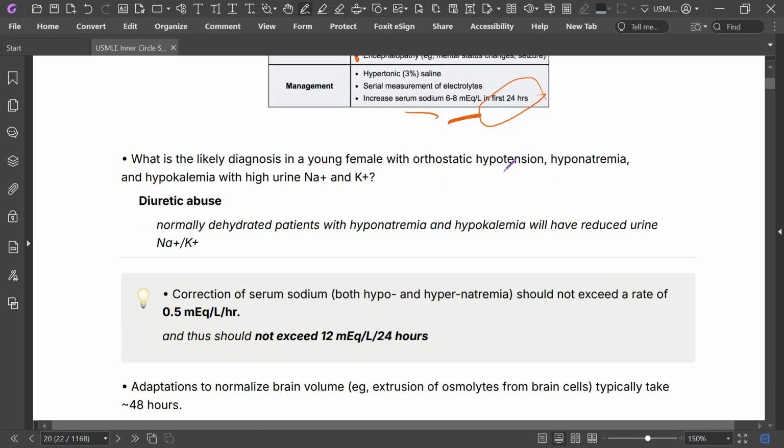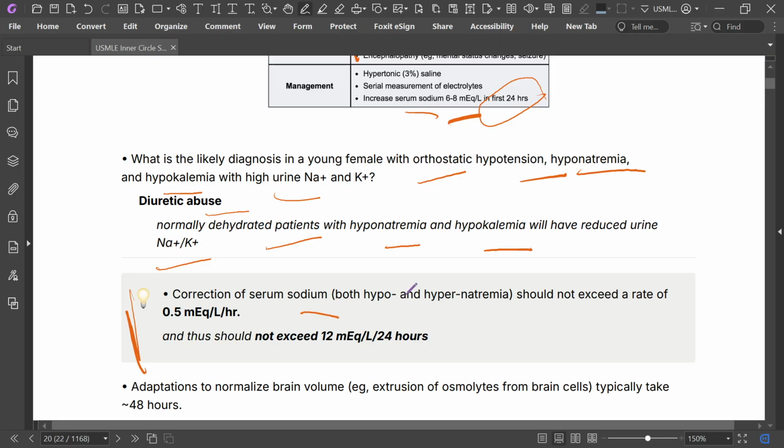Okay, what is the likely diagnosis? A young female with orthostatic hypotension, hyponatremia, hypokalemia, with high urine sodium and high urine potassium. It may be due to diuretic abuse. A normally dehydrated patient with hyponatremia and hypokalemia will have reduced urine sodium and potassium.